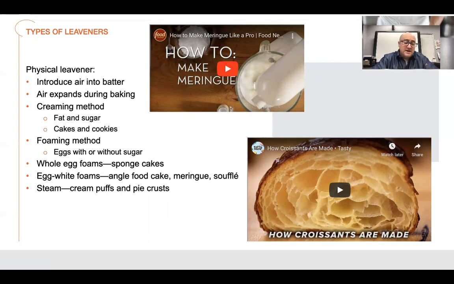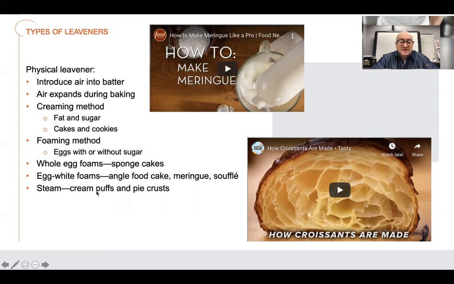Foaming method, eggs with or without sugar. If you're making certain types of cakes, so your angel food cake, sponge cakes, and then another one you make is meringue or souffle. And I'm going to show you in here, this is a meringue. So it's a couple different things you can do. This same method is going to be used for making cakes or just making regular meringue.